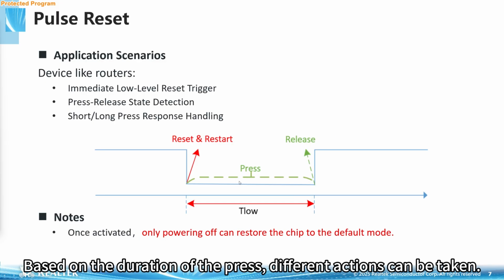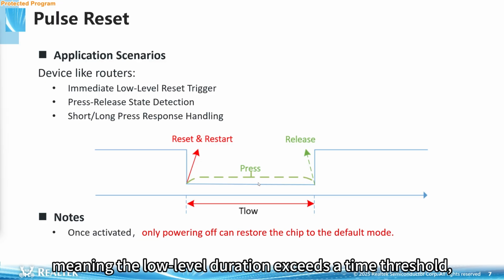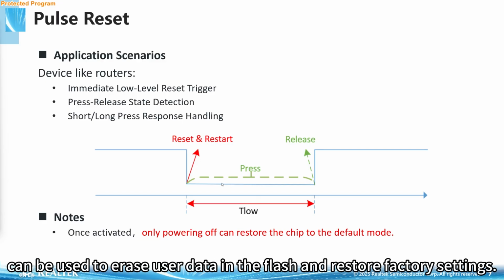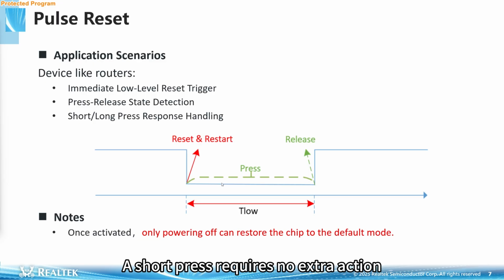Based on the duration of the press, different actions can be taken. For example, a long press, meaning the low-level duration exceeds a time threshold, can be used to erase user data in the flash and restore factory settings. A short press requires no extra action and is treated simply as a system reset.